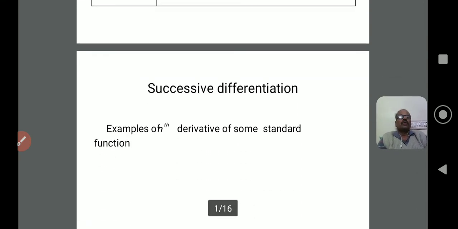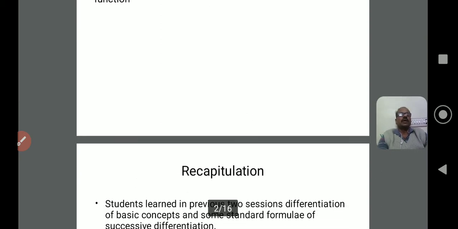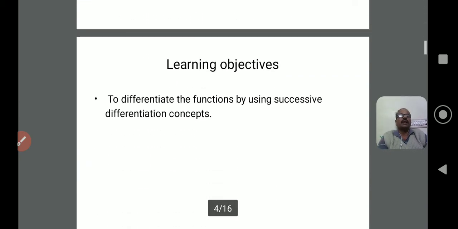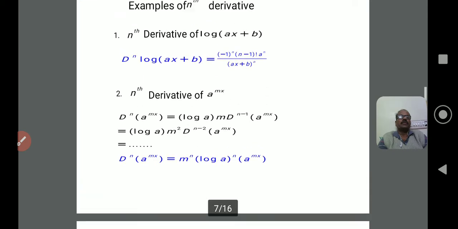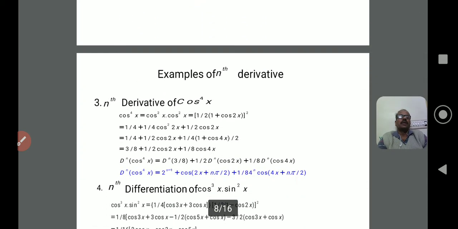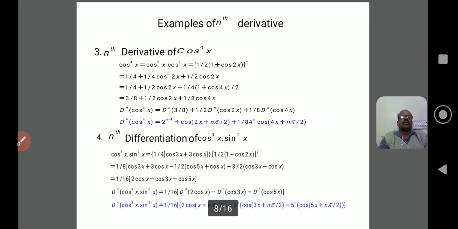Okay, today we are going to discuss some examples on nth derivative or successive differentiation. In the previous two sessions, we already derived some standard results: x to the power of n, e power ax, sin of ax plus b, e power ax into sin of ax plus b, log of ax plus b, a power mx and so on. Okay, today we are going to solve examples on the basis of these results.